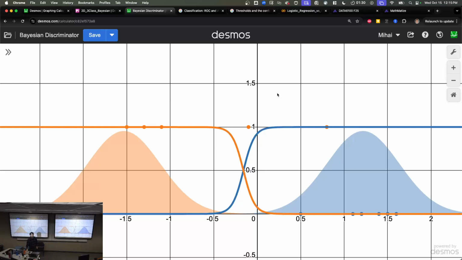Any questions or comments? All right, I have a question for you. This blue curve and this orange curve, they seem oddly familiar. They're quite nice, and they look like something we've seen before in the course. What do they look like to you? That's my question.